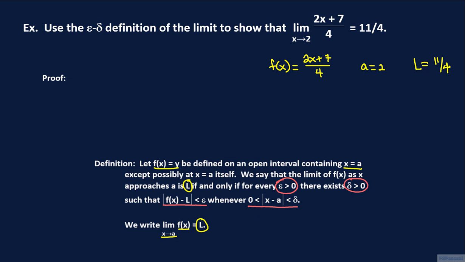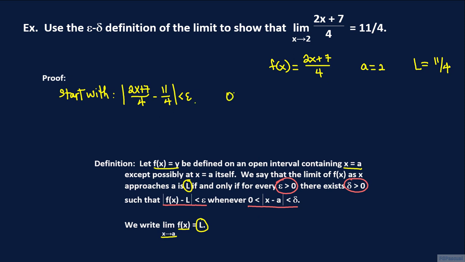Even though the definition states that if the absolute value of x minus a is between 0 and delta, the conclusion is that the absolute value of f(x) minus L is less than epsilon, we start with the conclusion. We start with the absolute value of f(x) minus L is less than epsilon. And so we start with the absolute value of (2x + 7)/4 minus 11/4 is less than epsilon.